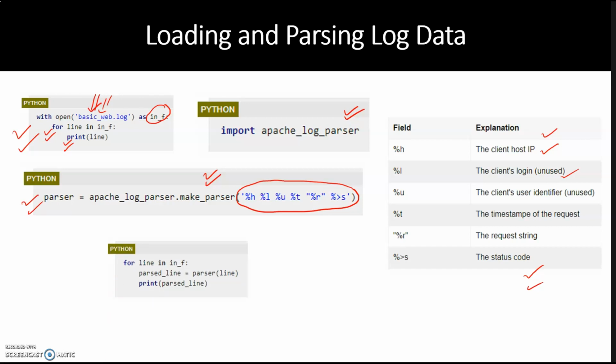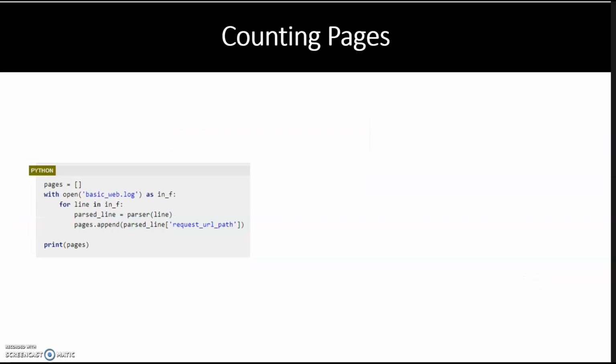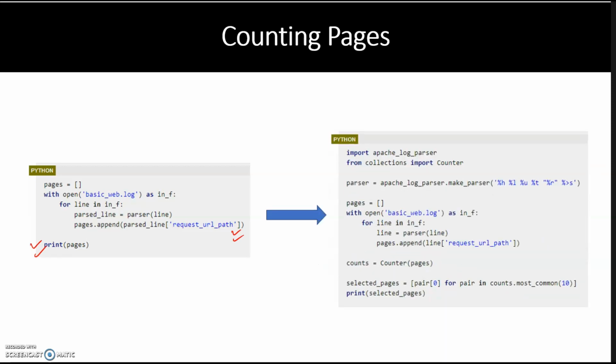Then you can change your code. So here, print line can be replaced by these lines of code, and we are printing the parsed line. Then you can count the total number of pages based on the URL path, and then your code will change to this. Here, in these two lines, we are importing the software packages for processing the log data. Then we are applying the parser to parse the log entry.